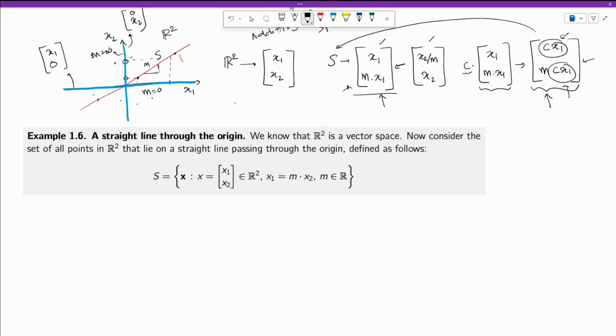Right? What about vector addition? Can you use a similar line of argument and then explain to me why it's closed under vector addition? To do vector addition, you have to take two elements, not just one. Okay? Let's say we take x1, m times x1 and the other element we take is y1, m times y1. If I add these two, what do I get?